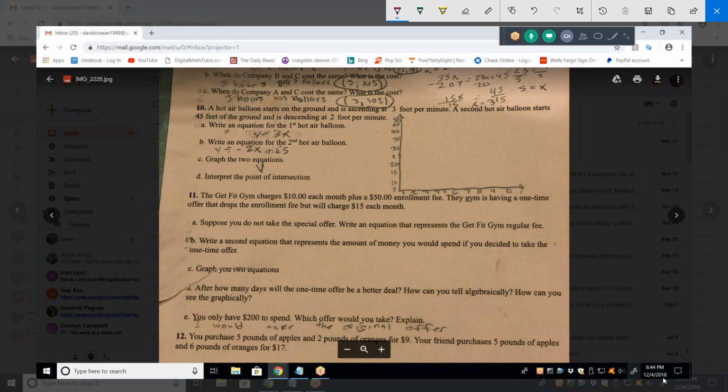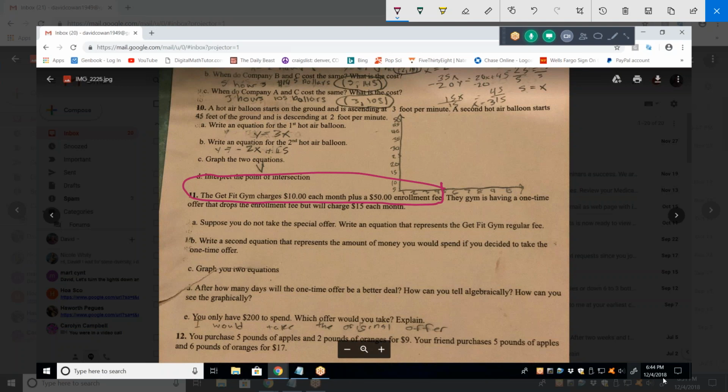A gym charges $10 each month plus a $50 enrollment fee. The gym is having a one-time offer. We did this one, I believe. We can do it again. Yeah, this is worth doing again, if we did do it once. I don't remember doing one below the hot air balloon, but maybe there's some that are similar. So let's talk about this right here.